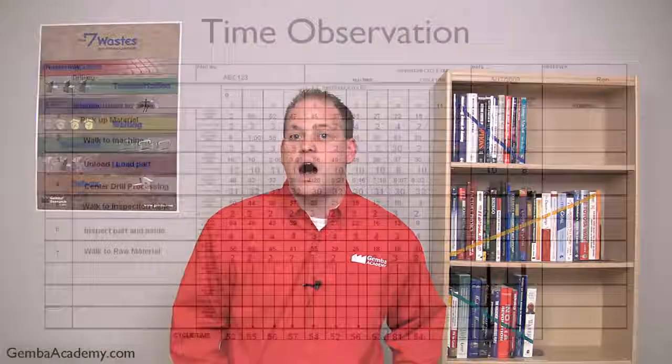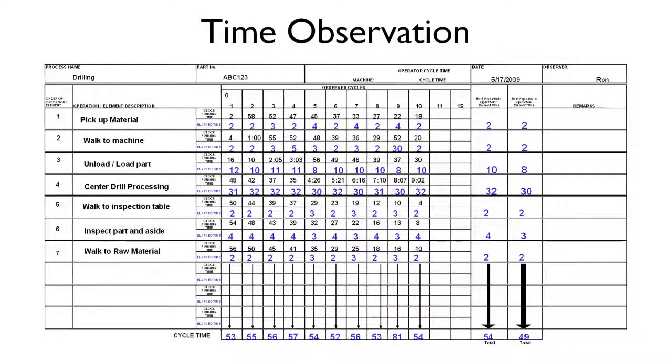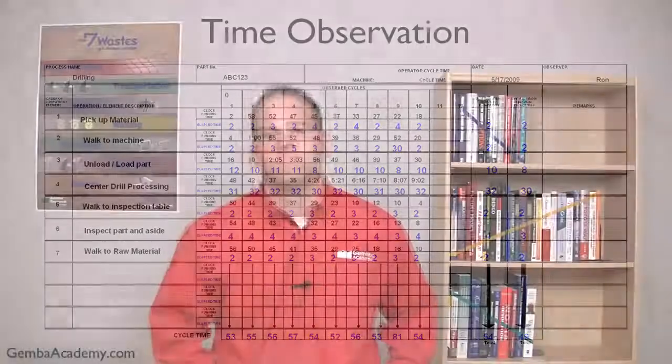Now, another powerful tool that we can use to battle motion is a time observation chart, which allows us to document the detailed steps to a particular process. And by doing this, we're able to see where we have wasted motion, which in turn allows us to eliminate it. Now, we'll be covering how to use time observation charts like this in a future course. In the meantime, if you have any questions or would like some coaching on how to use it, please email us or post a question in a forum and we'll be happy to help you out.